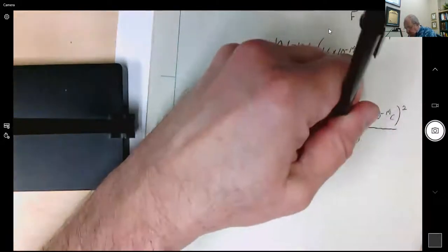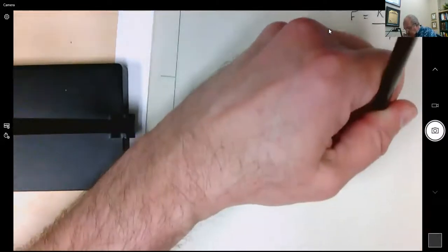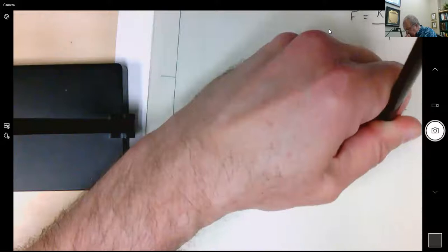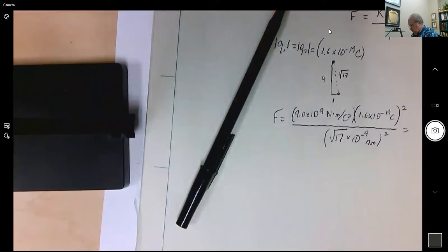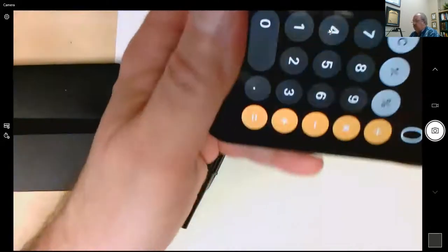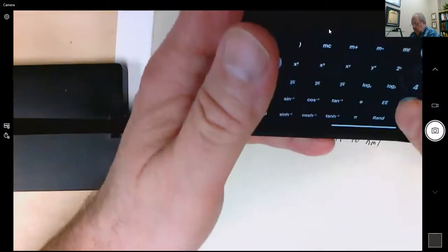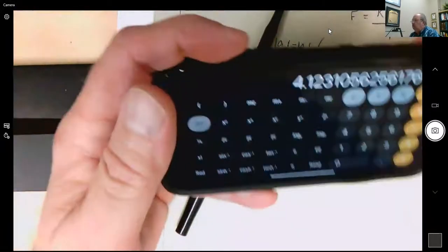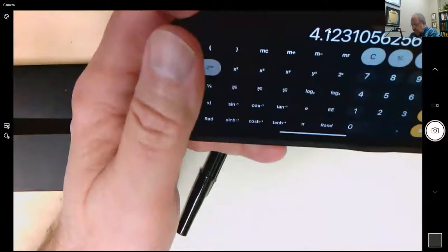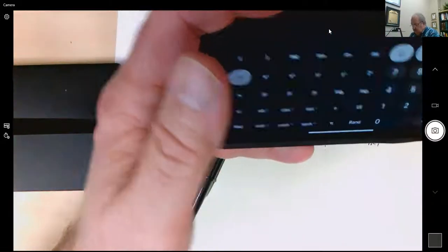That's not as easy as I thought, is it? Okay, so it's square root of 17 times 10 to the negative 9th meters, quantity squared. Okay, so it's a little hairier than that. So I plug this into my calculator. I'm going to do the denominator first. So 17, take the square root of that. Okay, times 10 to the negative 9th.